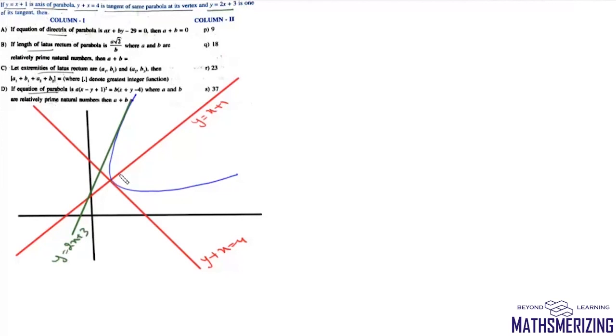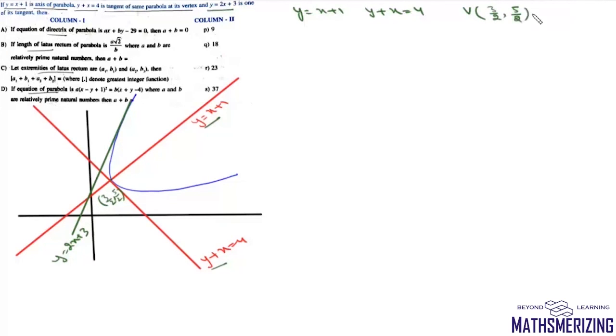Now first we'll find the vertex of this parabola. So we'll solve these two equations: y equals x plus 1 and y plus x equals 4. We'll put y as x plus 1, we'll get 2x equals 3, so its x coordinate will be 3 by 2. If we put x as 3 by 2, then we'll get y as 5 by 2. The vertex of this parabola is at (3/2, 5/2).